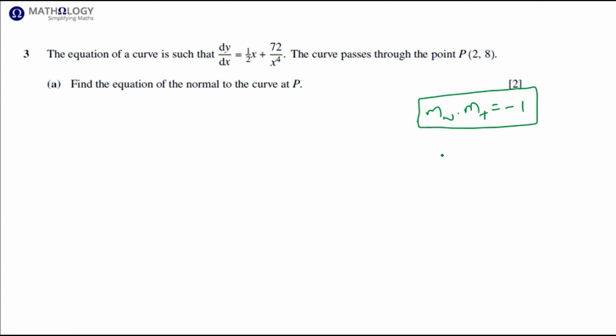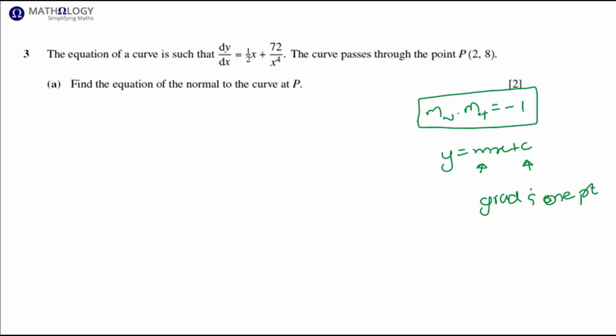What we need to determine the equation of a normal, which is a straight line, is the gradient, and we need not necessarily the y-intercept, but we do need a point. So you need the gradient and one point that lies on the line. So first things first, to find the gradient of the normal, we are first going to need to determine the gradient of the tangent to the curve at that point P.